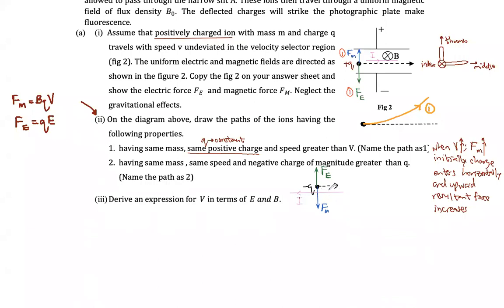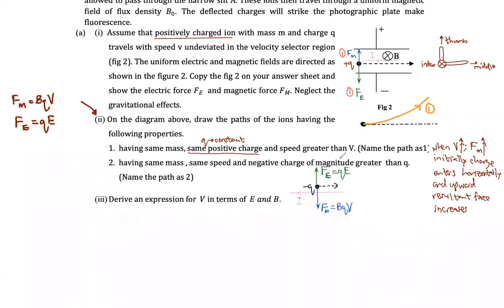But remember, what about the resultant force now? Their mass is same, speed is same, negative charge of magnitude greater than q. Will that create an impact, people? Now Fe, we know Fe is equal to qE, and Fm is equal to Bqv. The v and v are going to get cancelled off when you equate them. So it's not going to change its path. It's going to continue in the same path, right? It has to continue in the same path.